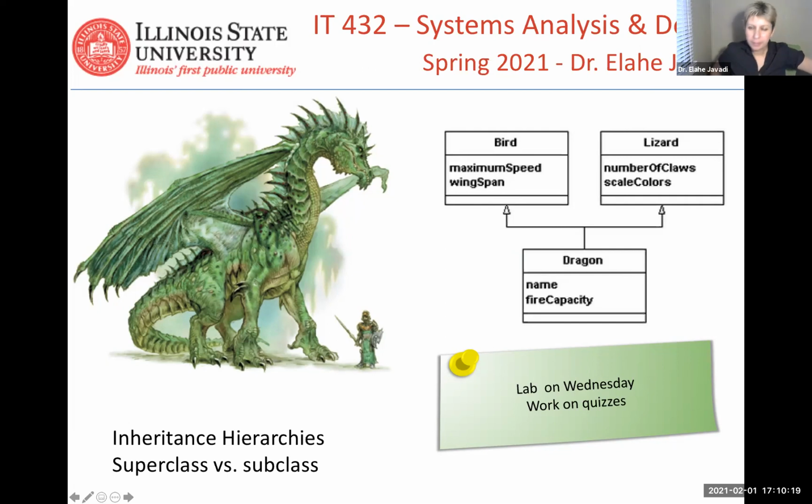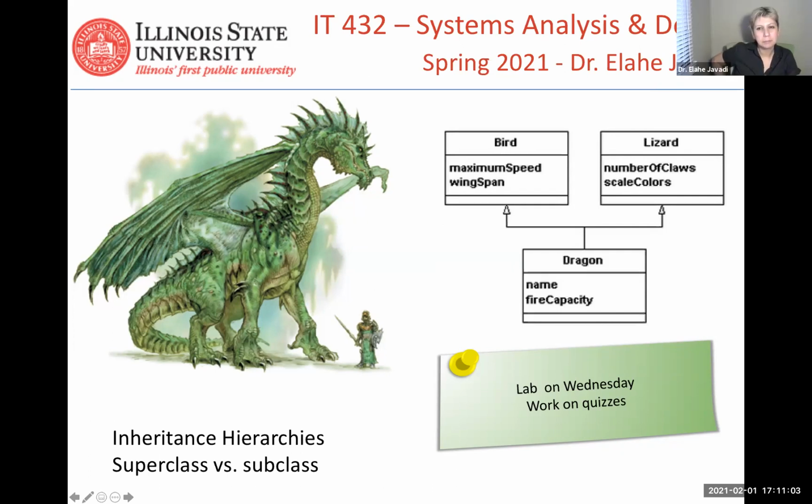So when you do inheritance hierarchies or superclasses, subclasses, a subclass will inherit attributes and it will inherit behavior. So what are some of these implications, Daniel? You've seen this example before. What's a dragon? I thought we just said the dragon is the subclass. It can also have the maximum speed, wingspan, and then the number of claws and the scale colors. Exactly. So a subclass inherits attributes of the superclass.